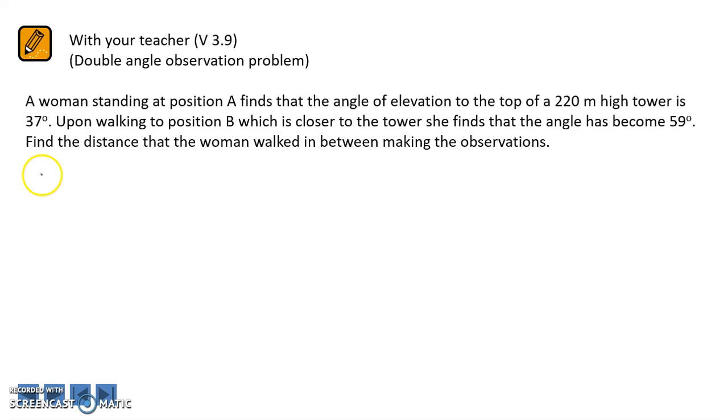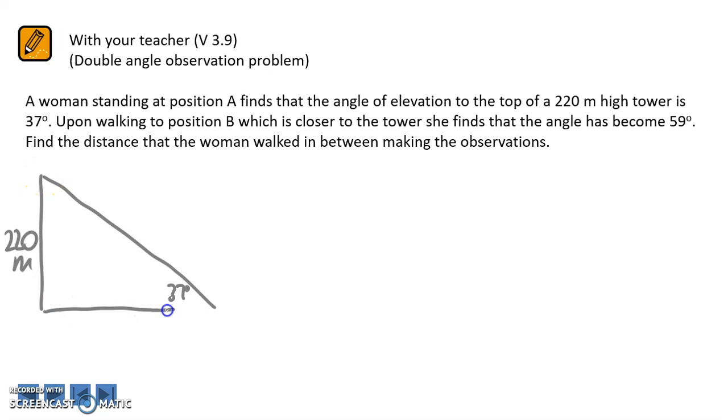So what do we know? We know there is a 220 metre tower. We know that she is standing away from the tower at 37 degrees looking up to the top of the tower. And that was position A. Upon walking to position B, which is closer to the tower, she finds that the angle has become 59. And you'd expect that. As you get closer to something, the angle gets higher. Find the distance that the woman walked in between making the observations.